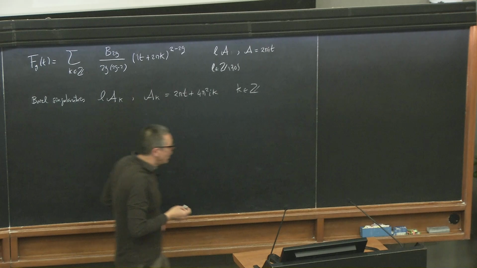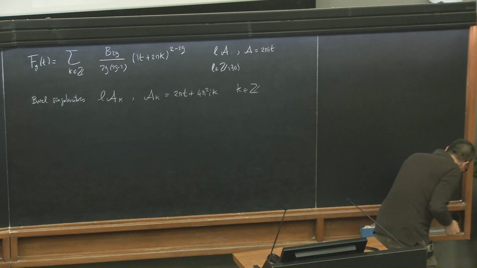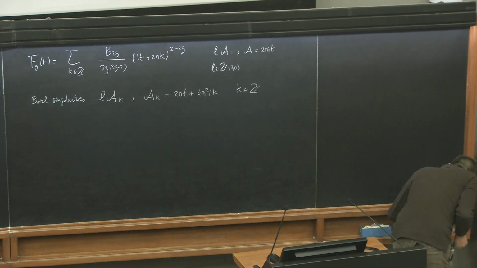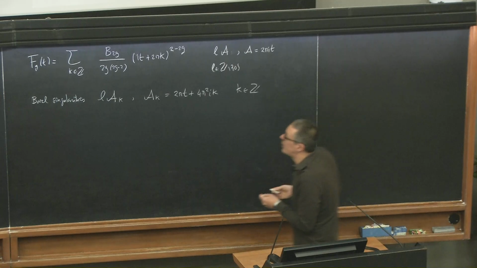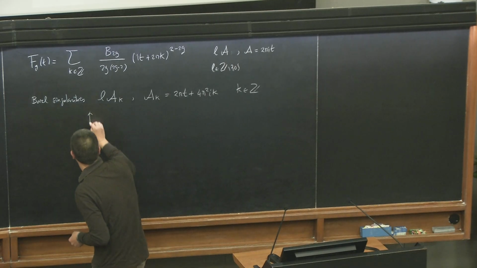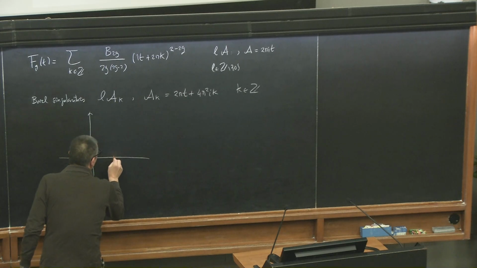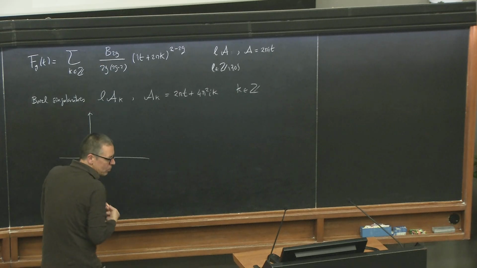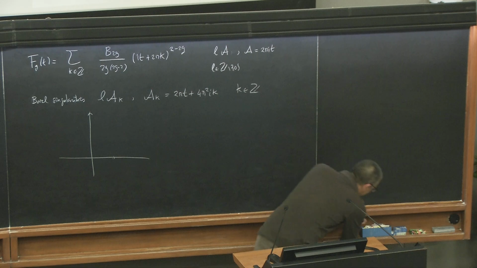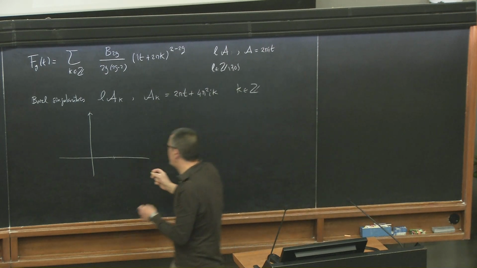If you draw these singularities in the Borel plane, you will see something like this. So here we have 2 pi t, and this chalk is not very nice. Let me use this one.